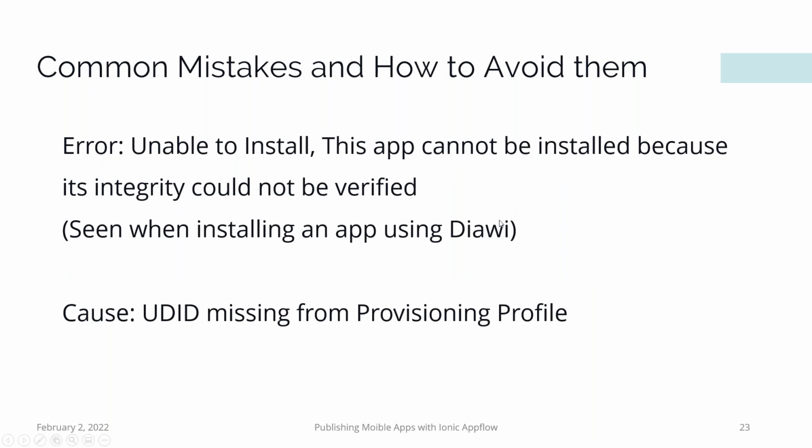And then this one is specific to DIOE. "Unable to install: this app cannot be installed because its integrity could not be verified." Most of the cases I've seen where this has happened, the UUID was not in the provisioning profile. I did this myself. Once I got the UUID in there, it worked. So something to keep in mind, DIOE does have additional documentation on their site for possible causes for this error. You can find it by searching for this error, or you can email guides@alphasoftware.com and I can send you a link if that's something you've run into and you want help with. And that's the end of my presentation.